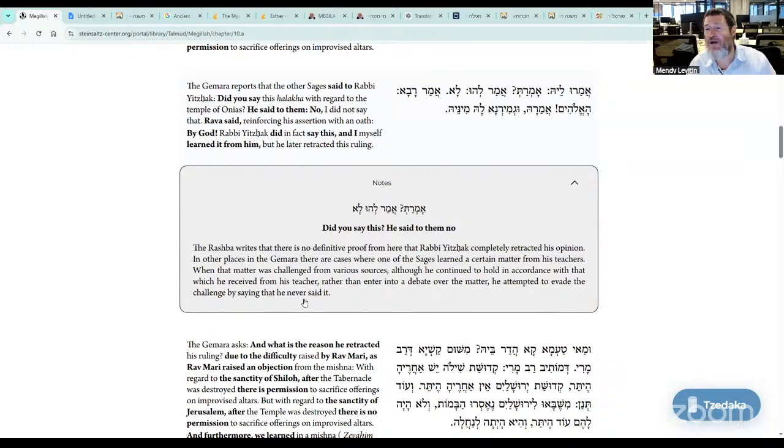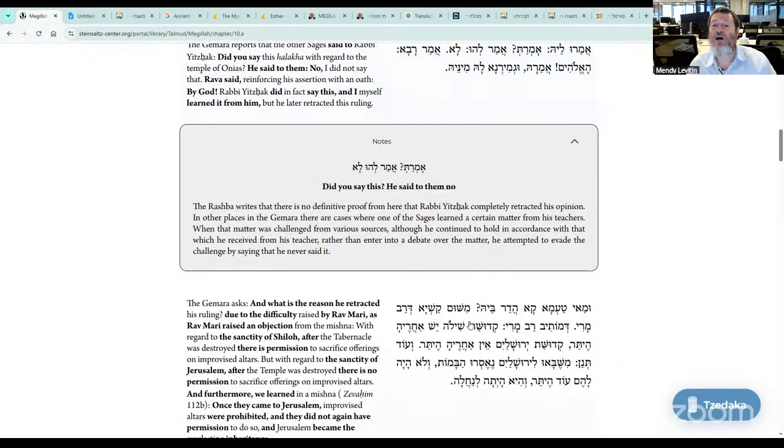So Rashba says there's no proof that he never said it. Could be he did say it. He had his reasons for saying it. We're going to figure out why. And he just backtracked because he didn't want to get into a debate. But the Gemara says, why did he retract it? Mishum kashya, because we have a question on Mari.